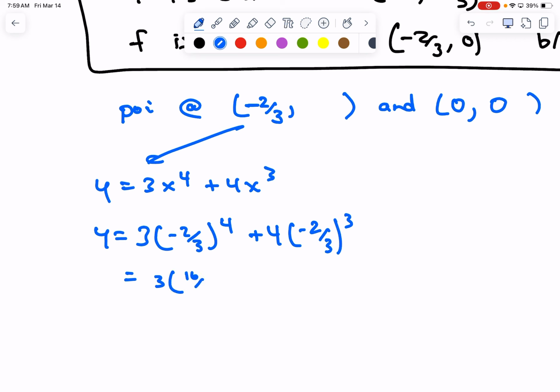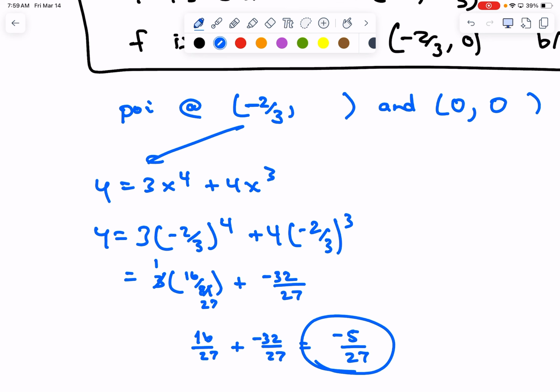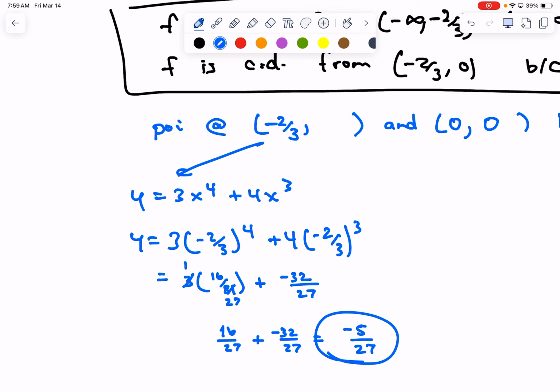16 over 81 plus negative 32 over 27. Is that right? And then that 3 will go into this 81 27 times. So I'm going to have 16 over 27 plus negative 32 over 27. So I get negative 5 over 27 is what it is. Is that what you guys got?